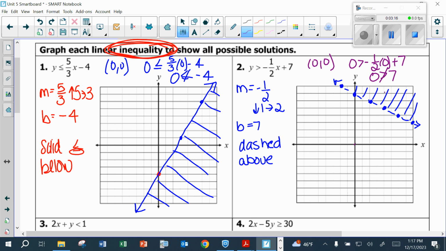A point over here like 4, 7 would be a solution. Or no, this is 8, 4 would be a solution. No points on the dashed line would be a solution. So everything in the shaded region is a solution.